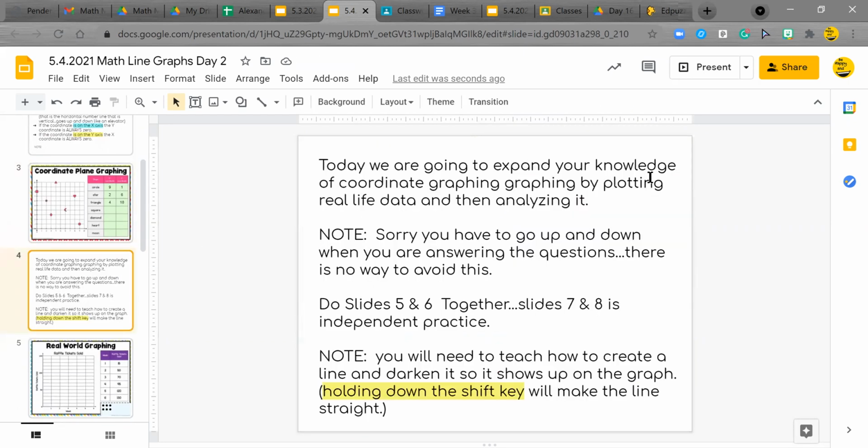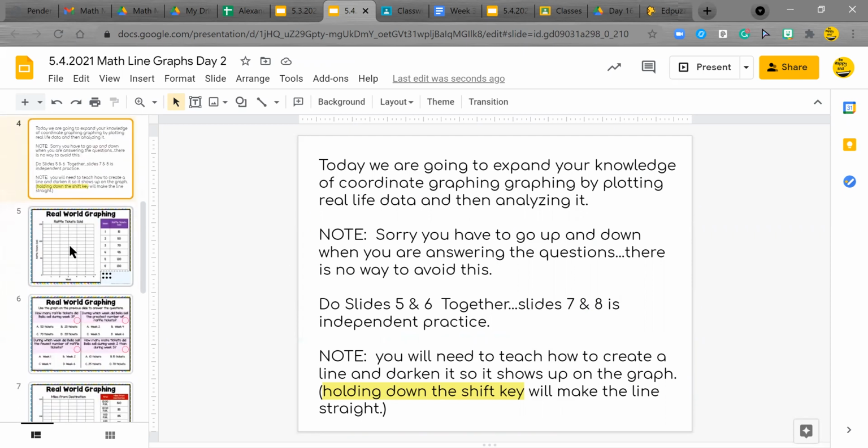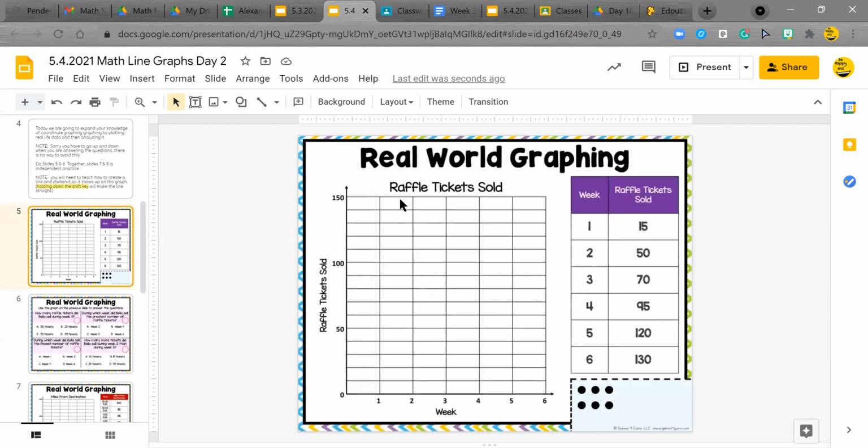Today, we're going to expand your knowledge of coordinate graphing by plotting real-life data and then analyzing it. So let's go look at real-world graphing. Raffle tickets sold. So we have the week it was sold and how many were sold. So here we go, you guys. Week 1, they sold 15. I'm taking my dot. I start at 0. I go to 1, and I've got to go to 15.